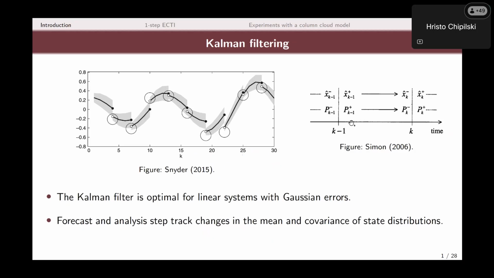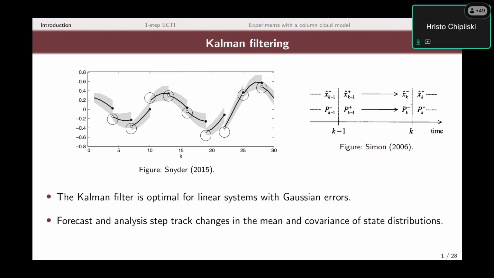And so as you'll see in a bit, these methods are a generalization of the Kalman filter, which I hope most of you would be familiar with. This is essentially a method to estimate the filtering distributions for linear systems with Gaussian errors. And you can see here in the upper right that in this case, the problem simplifies to forecasting and updating the means and the covariances of the underlying state distributions at each observation time.